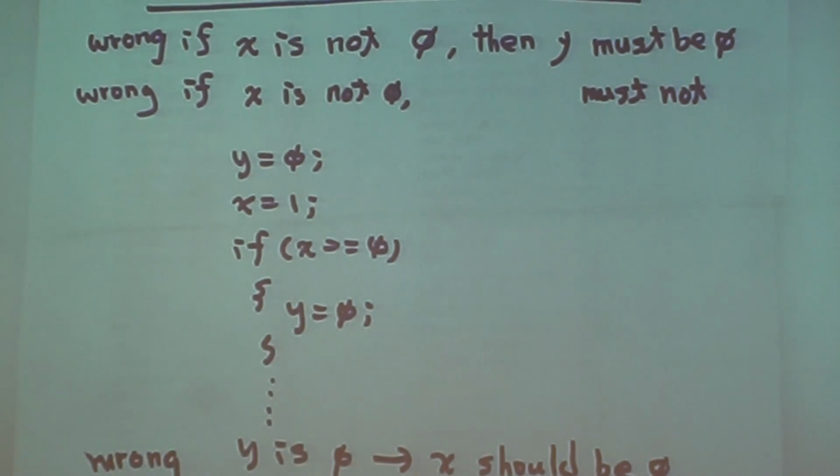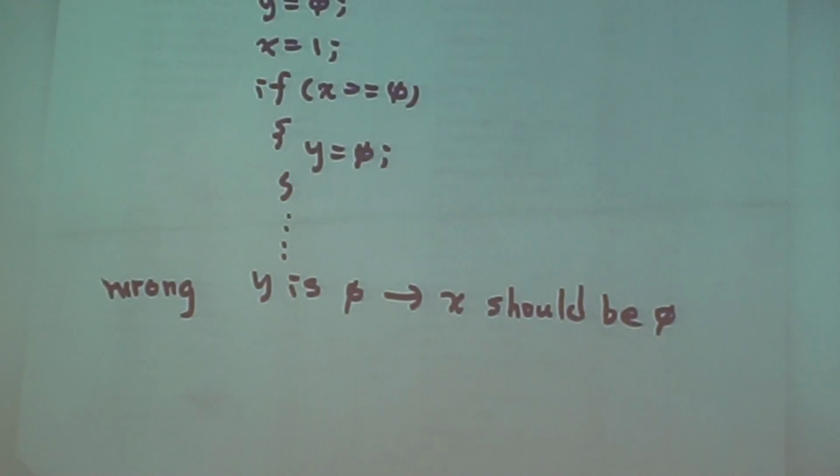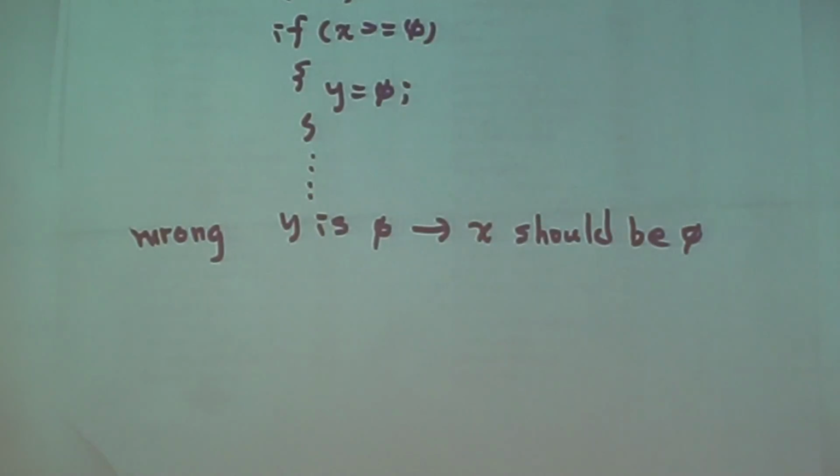Because y could be 0 already. Okay. Any questions about this? Now, what was your question about Velcro? Or what was the question about Velcro? Okay. So why is this important?